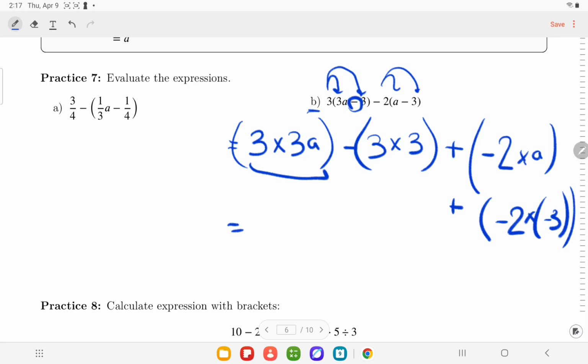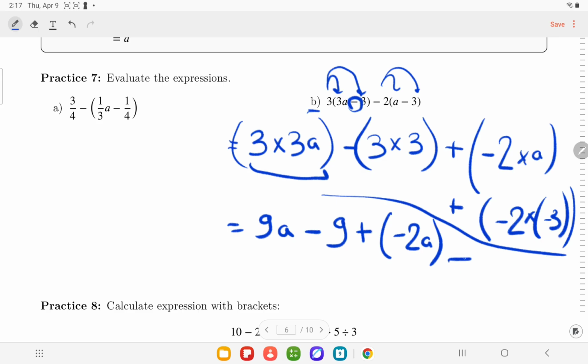Here we have 3 times 3a, which is going to be 9a, minus 3 times 3, which is 9, plus negative 2 times a, which is negative 2a, plus negative 2 times negative 3, so it's a negative times a negative, which is going to give us positive 6. And here we have a positive times a negative, so this is going to end up being negative 2a.